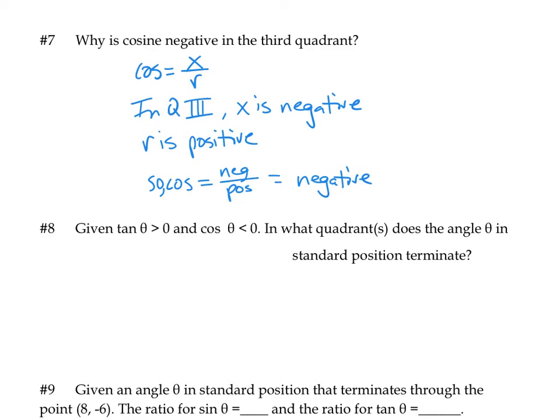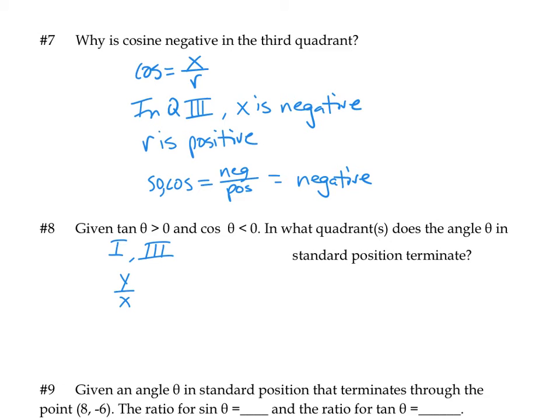All right, number 8 here, it says given tangent is greater than 0 and cosine is less than 0. So going back to what we talked about in that last problem, where is cosine positive or negative? Where is tangent, sine positive or negative? So tangent is positive in quadrant 1 and in quadrant 3 because tangent is y over x. So for that to be positive, we need both numbers to be positive, quadrant 1, or both to be negative. A negative over a negative will still give me a positive ratio. So that would be in quadrant 3.